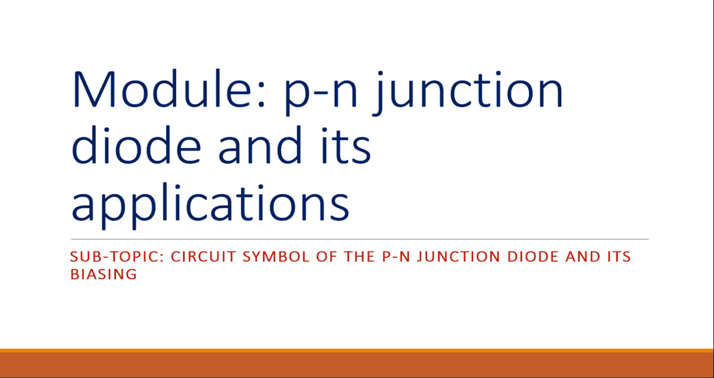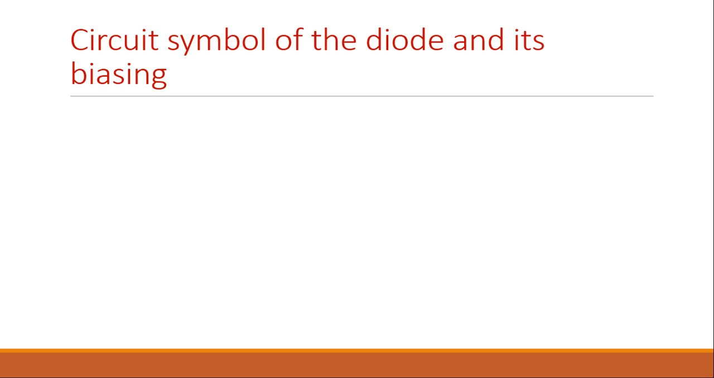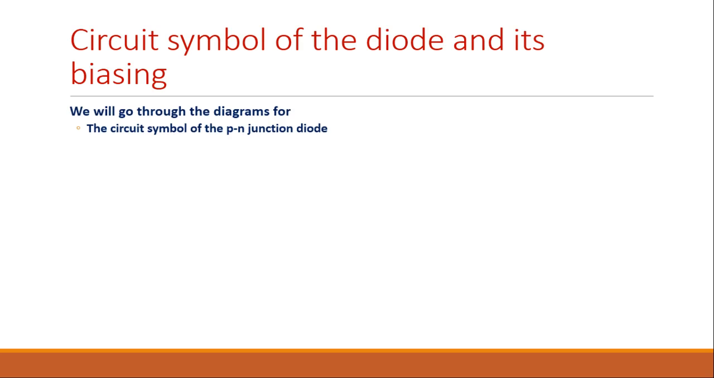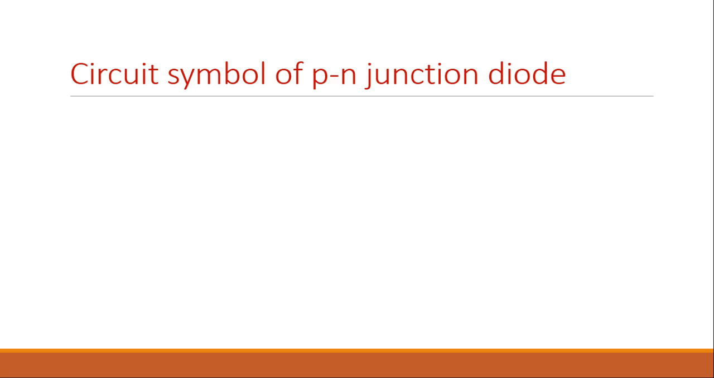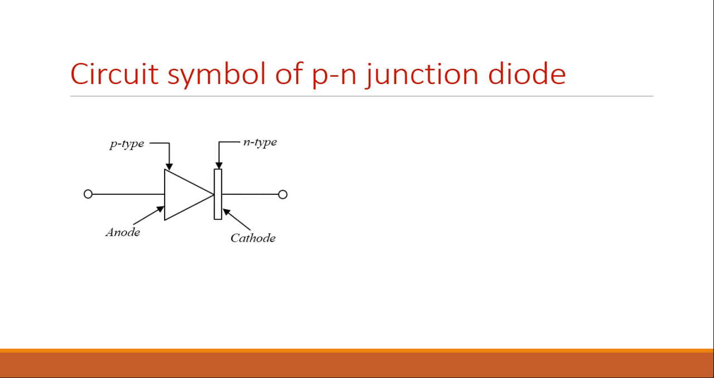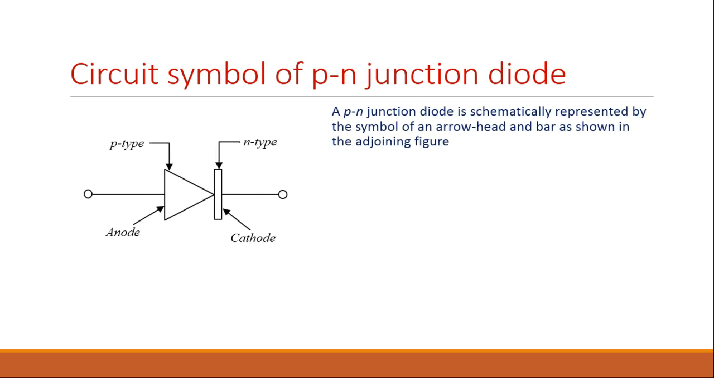Hello everyone and welcome again to this module on PN junction diode and its applications. In this video we are going to see a very simple thing, circuit symbol of the diode and its biasing. We will go through the diagrams for the circuit symbol of the PN junction diode, the forward biased PN junction diode, the reverse biased PN junction diode, and we are also going to see some typical packages and the lead identification of the diodes. Now, this figure shows you the circuit symbol of a PN junction diode.